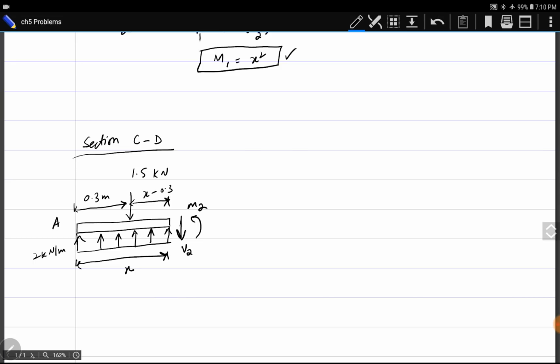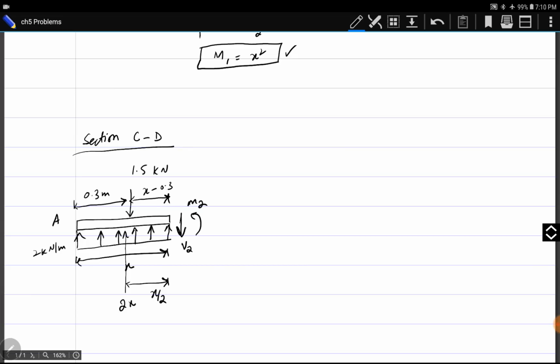This distributed force can be converted into a concentrated force of 2x, which has a distance of x by 2 from this end. Summation of forces in vertical direction is equal to 0. So V2 plus 1.5 minus 2x is equal to 0. So V2 becomes 2x minus 1.5.